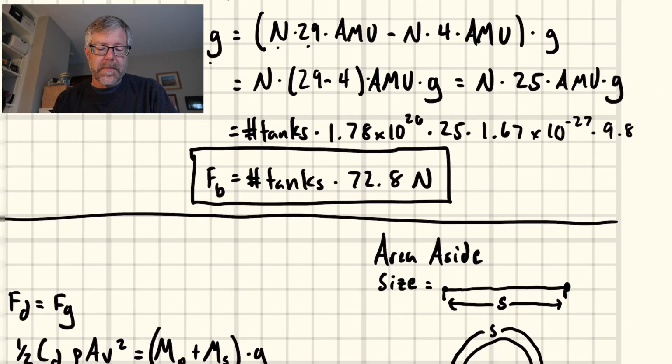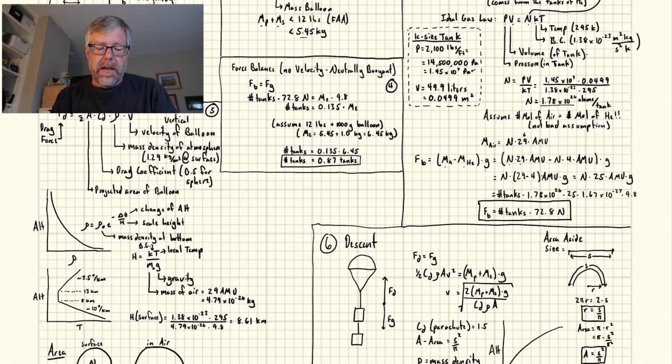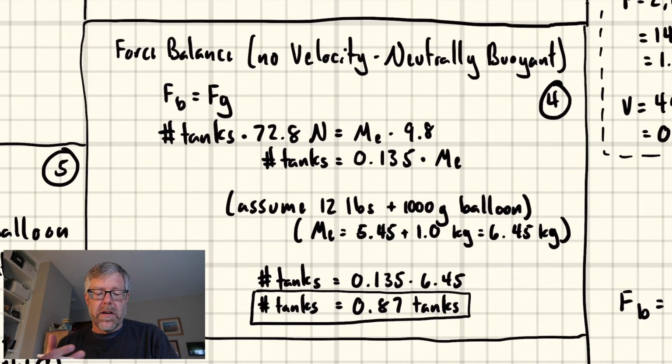Okay, so then if we wanted to say, what is the minimum number of tanks of helium we have to put into the balloon to just have it sit there, make it neutrally buoyant? Like, it's not going to lift off the ground, it's just going to sit there. All right? Number of tanks times 72.8, which is the buoyancy force, is equal to the mass of everything times 9.8. You do some rearranging, and the number of tanks is equal to 0.315 times the mass of everything.